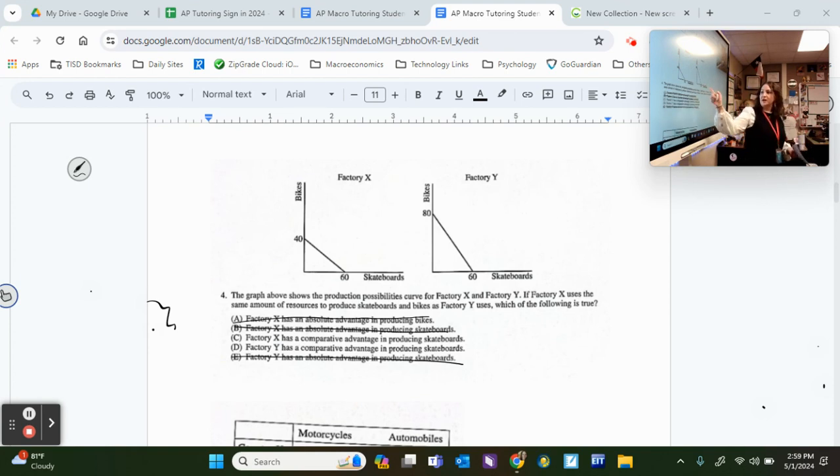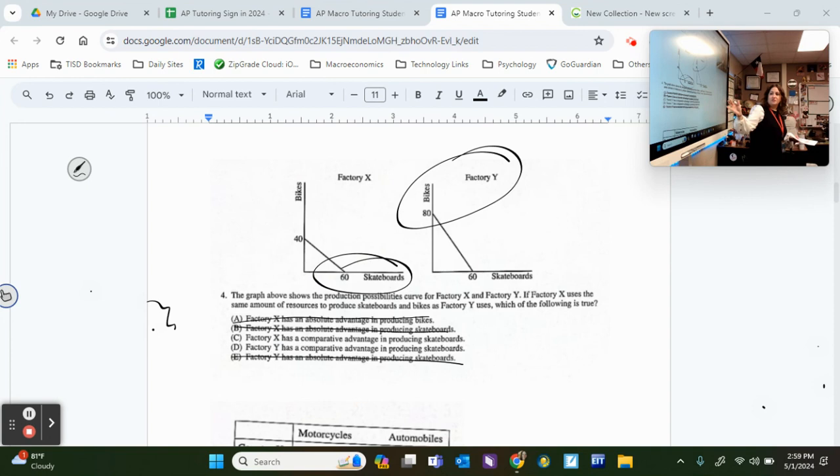Like if these are a tie, they both make equal amounts of skateboards, but factory Y makes so much more bikes than factory X, and that's probably what they're going to make. Factory Y is going to be making bikes, and then X is going to be making skateboards. You could do the math. It's going to tell you the exact same thing.